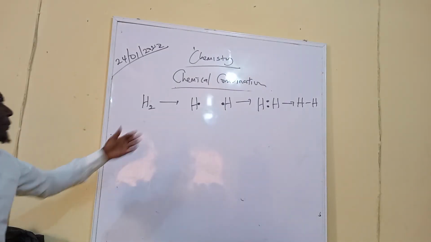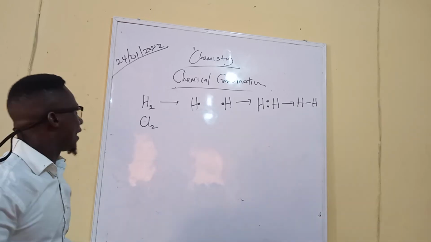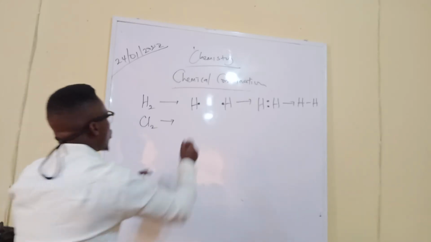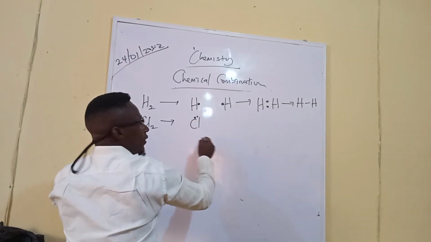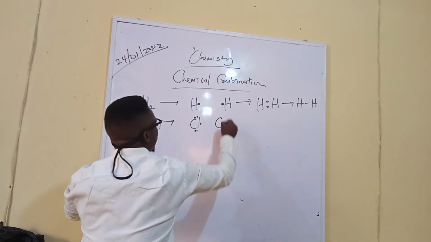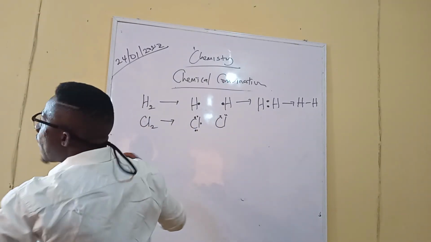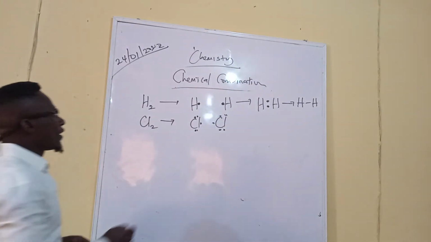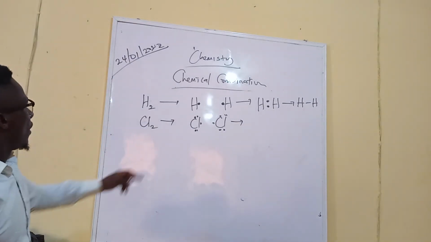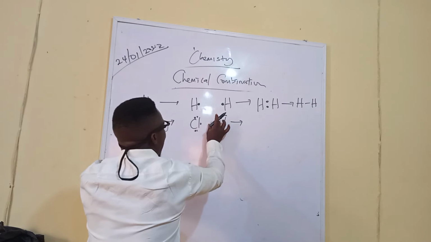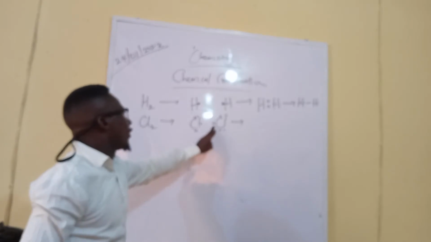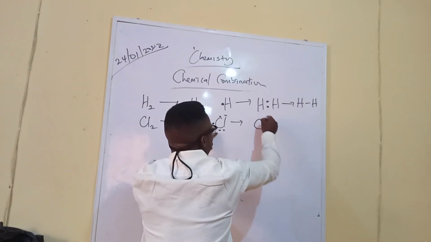Another example for this Lewis dot diagram is chlorine. Chlorine has 7 valence electrons in its shell. So we have chlorine, and these two electrons will be shared. This chlorine atom donates one electron, and this chlorine atom also donates one electron. So you have something like this.